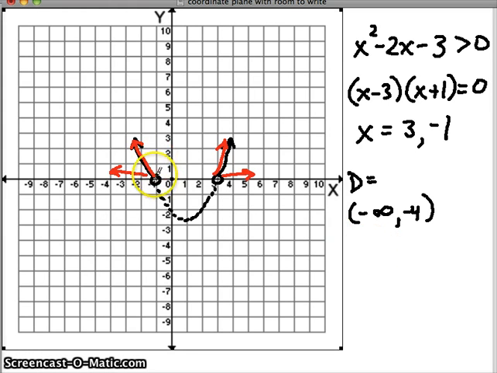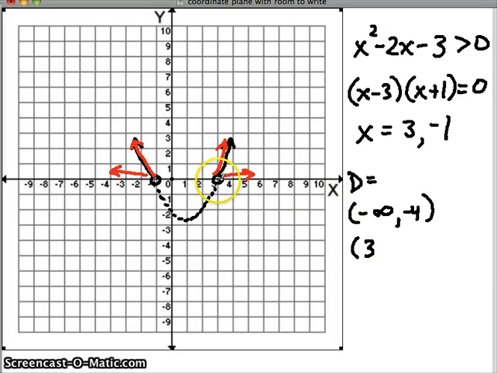Okay, but we also have more domains where y is greater than 0. We jump over to this side. We're not worried about anything in between. And we're going to start with 3. But we're not going to include 3 because that would equal 0. We want it to be greater than 0. So we open a parenthesis at 3. And then all the way out to positive infinity. So another parenthesis.